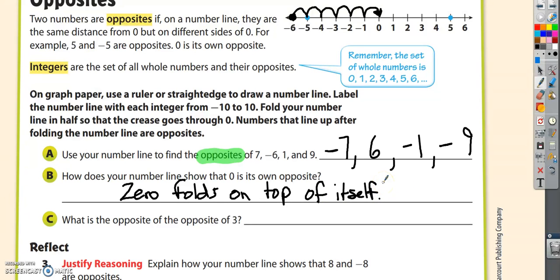Remember this part right here? I'll go back to the reading. Numbers that line up after folding the number line are opposites. Since 0 folds on top of itself, that means 0 is its own opposite.